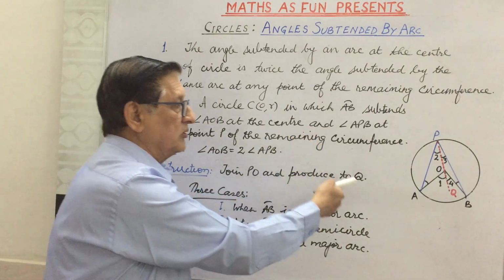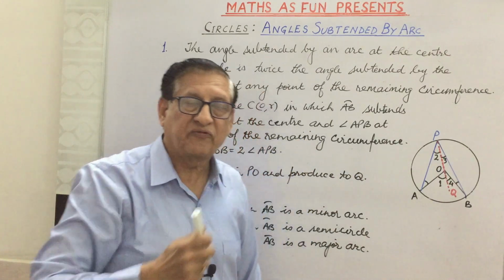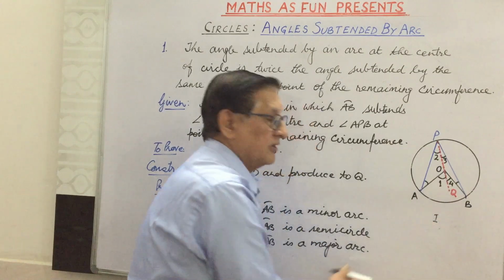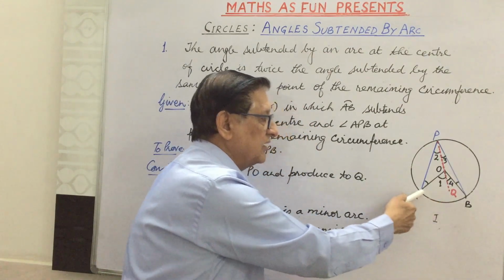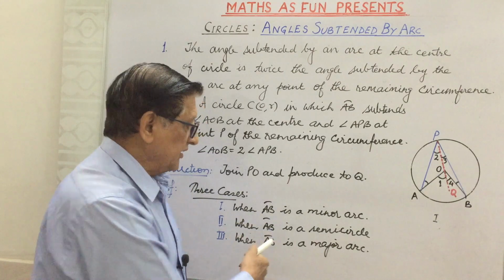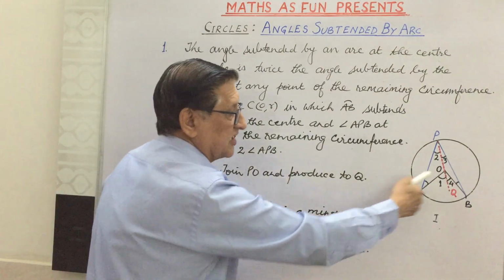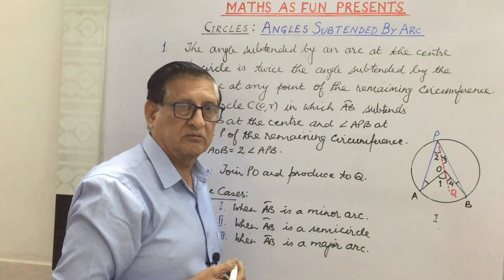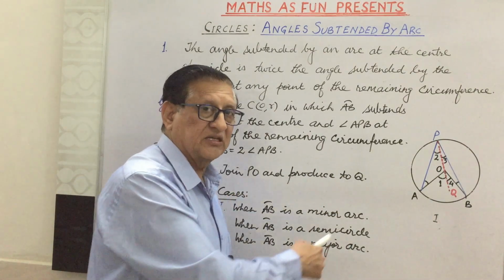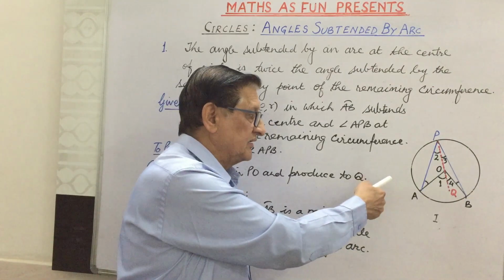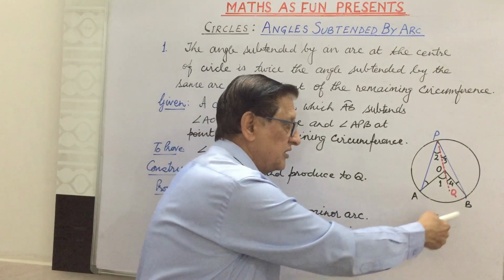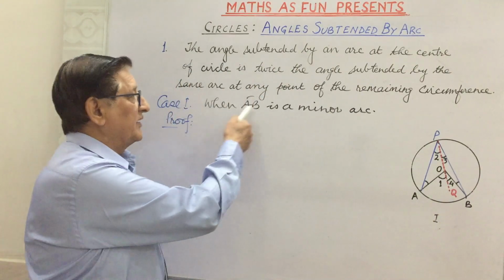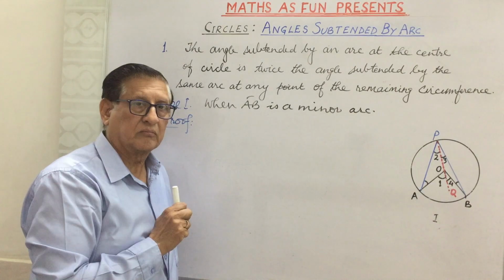Now, in this particular theorem, there may be three different cases. The first case is when arc AB is a minor arc. The second case may be when arc AB is a semicircle. And the third case may be when arc AB is a major arc. We will be discussing now the first one, when arc AB is a minor arc.